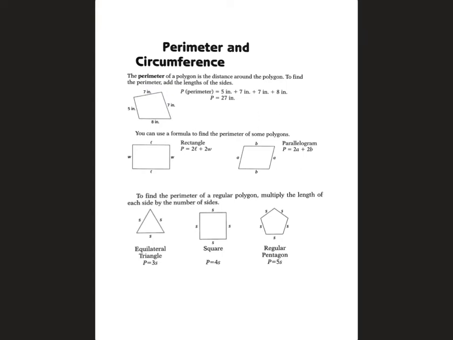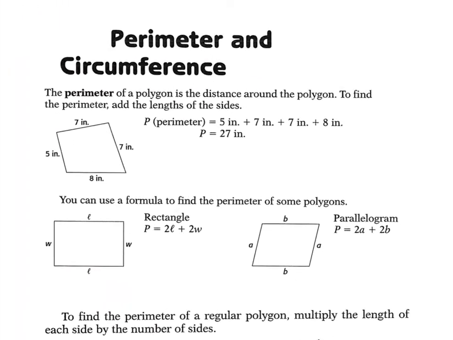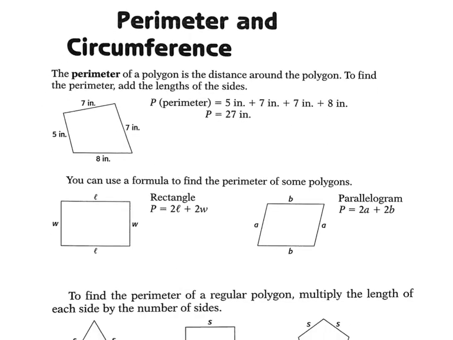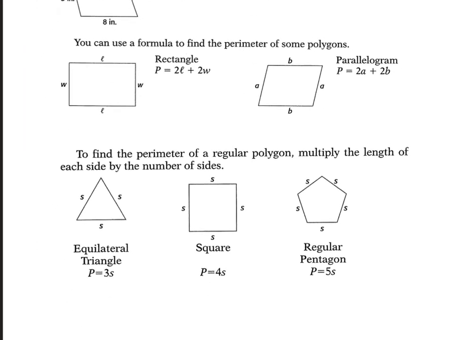For perimeter and circumference, the perimeter of a polygon is the distance around the polygon. To find the perimeter, just add the lengths of the sides. To find the perimeter of a rectangle, you can add the two lengths and the two widths, or do 2 times one of the lengths plus 2 times one of the widths. To find the perimeter of a regular polygon, multiply the length of each side by the number of sides. So an equilateral triangle is just 3 times the side length. A square is 4 times one of the side lengths, and a regular pentagon is 5 times one of the side lengths.